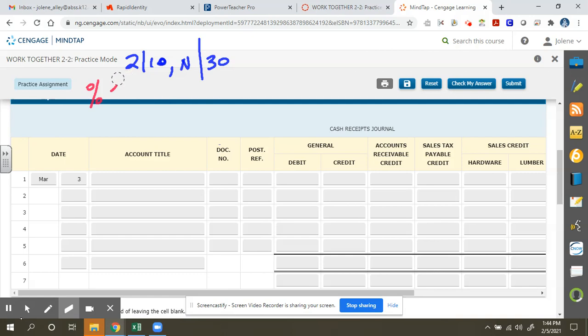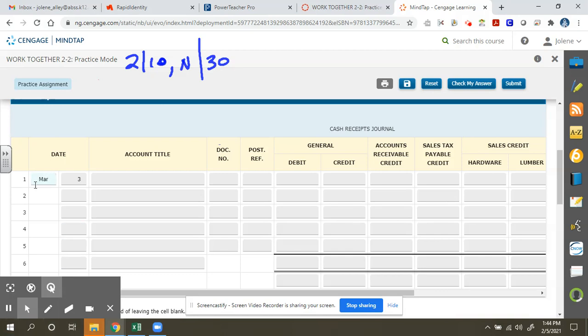If the company pays you within 10 days, I want you to realize it's a win-win. They're getting a discount and you're getting your money faster. So it's a win-win. That's why people like to do it.